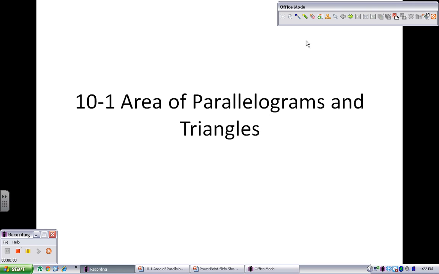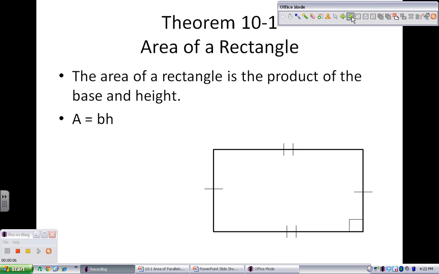Welcome. Today we're going to be talking about the areas of parallelograms and triangles. As we get started, we're first going to talk about a rectangle, which is of course a specific type of parallelogram. It's one which has 4 right angles. The formula for the area of a rectangle is base times height.